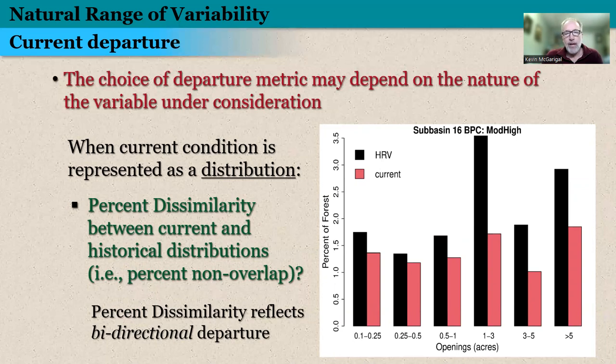We don't have a single value anymore for the current landscape. We simply have the percent of the landscape that's in each one of those bins, or each one of those forest opening patch size bins. And so this creates a slightly different challenge for coming up with a continuous departure metric.